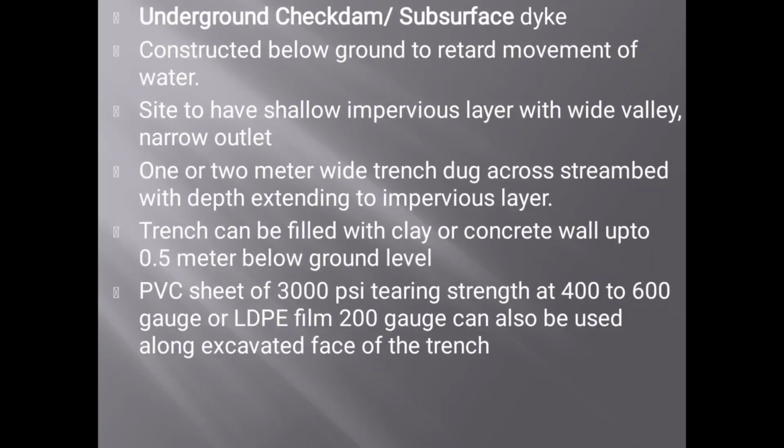Next, underground check dam or subsurface dikes, constructed below ground to retard movement of water. The site should have a shallow impervious layer with a wide valley and narrow outlet. A 1 or 2 meter wide trench is dug across the stream bed with depth extending to the impervious layer. The trench can be filled with clay or a concrete wall up to 0.5 meter below groundwater level. Next one, PVC sheet 3000 psi, tearing strength of 400 to 600 gauge. LDPE film 200 gauge can be used along the excavated face of the trench.